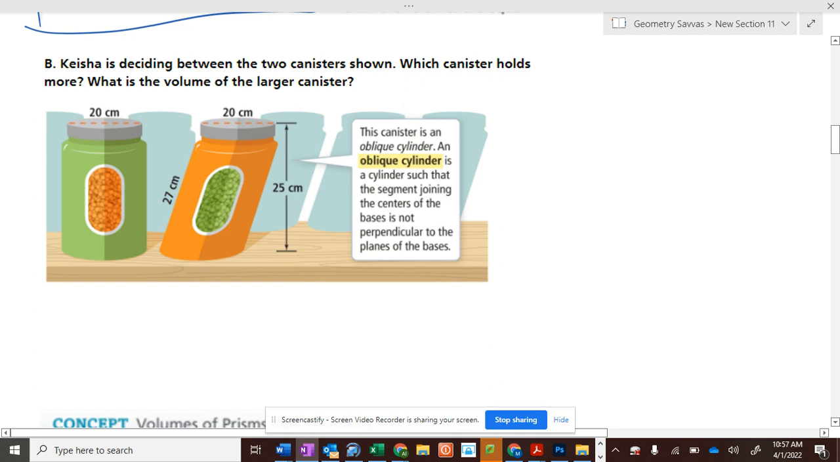Okay? What is their volume? Well, one of them is an oblique cylinder, the other is a straight up and down cylinder. Now, which height should I use? Should I use the straight up and down height or the slanty height, which is the slant height? The straight up and down height to find the volume. So the volume of a cylinder is the area of the base times the height.